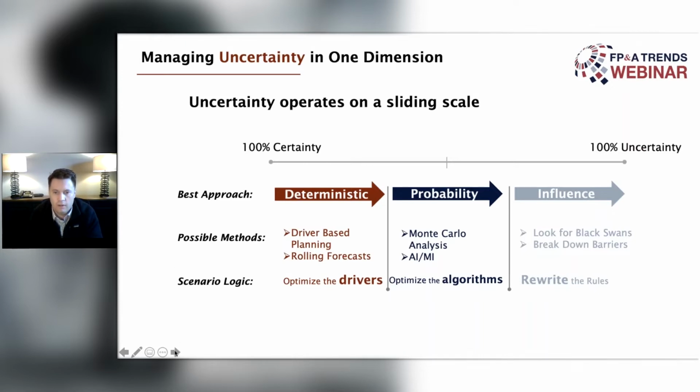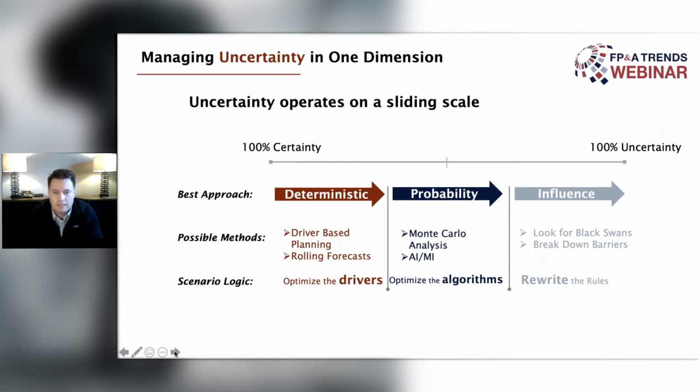But as we move really far into uncertainty, even stochastic or probability breaks down a little bit. And the best approach at that phase is an influencing approach. At that point, you're trying to influence the outcomes. So you look for those black swans. You look for those things that are game changers. You look to break down barriers. And really that approach, or that scenario logic as we wrote it here, is to rewrite the rules, right? If you have very little certainty, the best thing to do is to influence and write your own rules. So that's how I look at uncertainty on a single dimension.